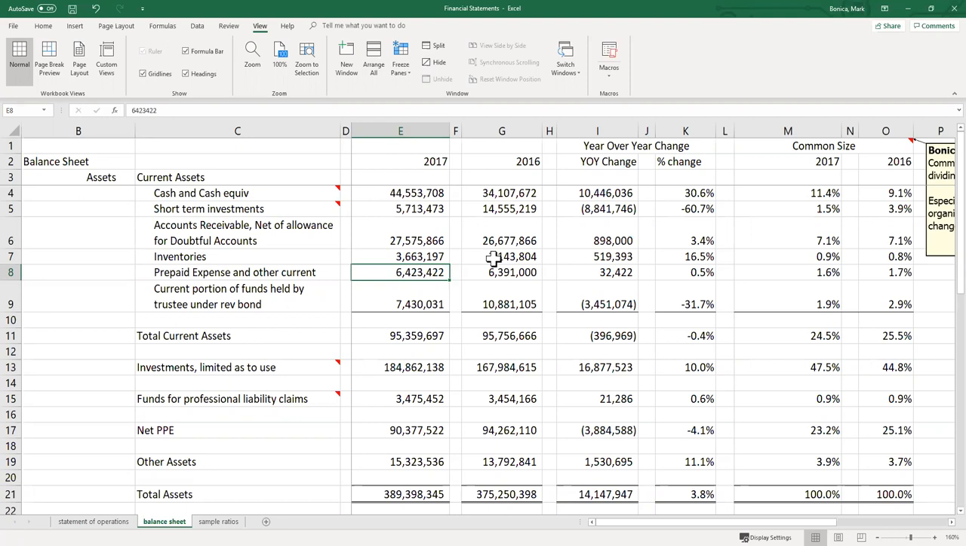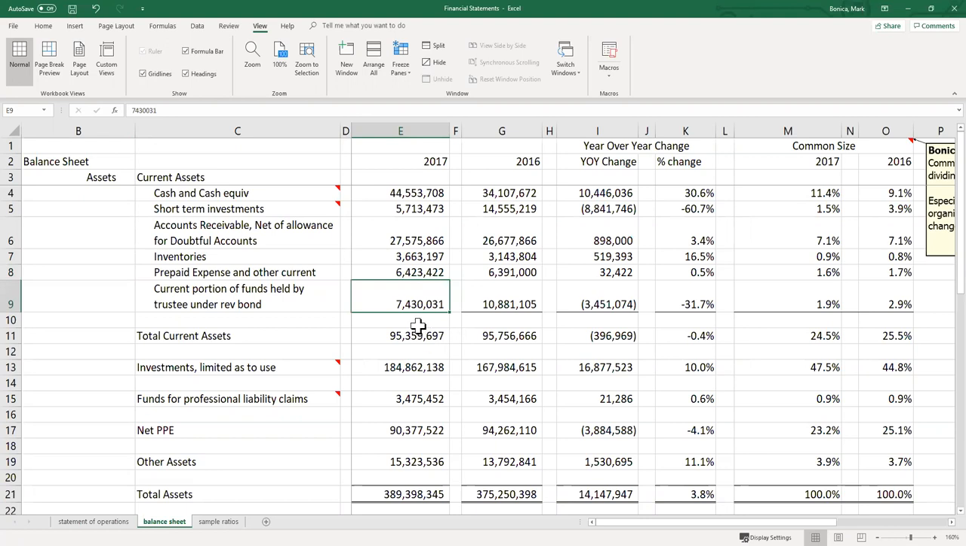And so you can do that with things like insurance. You can prepay insurance. You can prepay rent. You can prepay a lot of things that then roll over from this year to next year. So maybe they paid a year's rent on a piece of equipment on December 1st of 2017. And now it's December 31st. Well, they have 11 months of prepaid rent left as of December 31st. And so that's what would roll into this account.